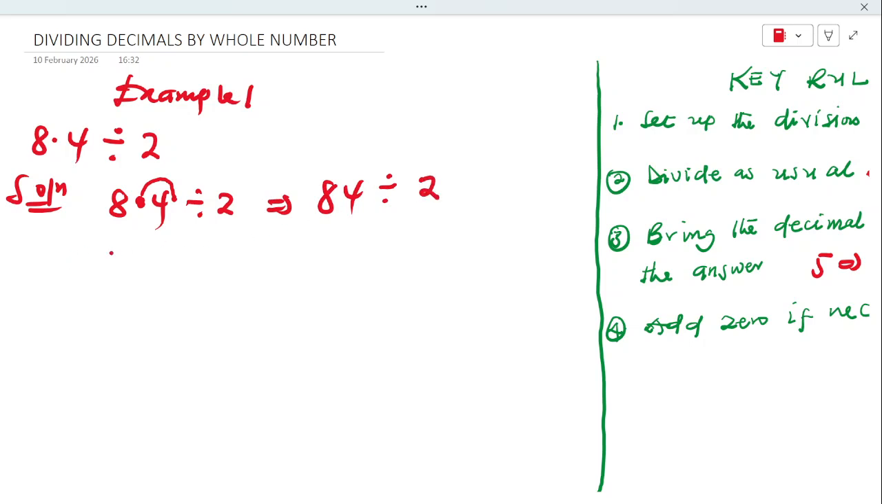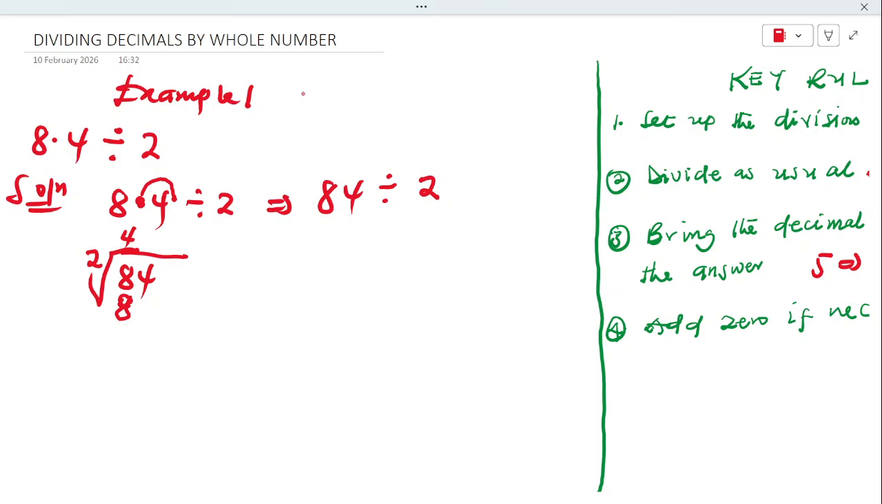Now you set it up on the long division symbol. So we have the dividend, which is the 84 inside, and then we have the divisor, which is outside. So you ask yourself, which number multiplies 2 to give you 8? Or how many times will 2 go into 8? So it is 4 times. 2 times 4 gives you 8.